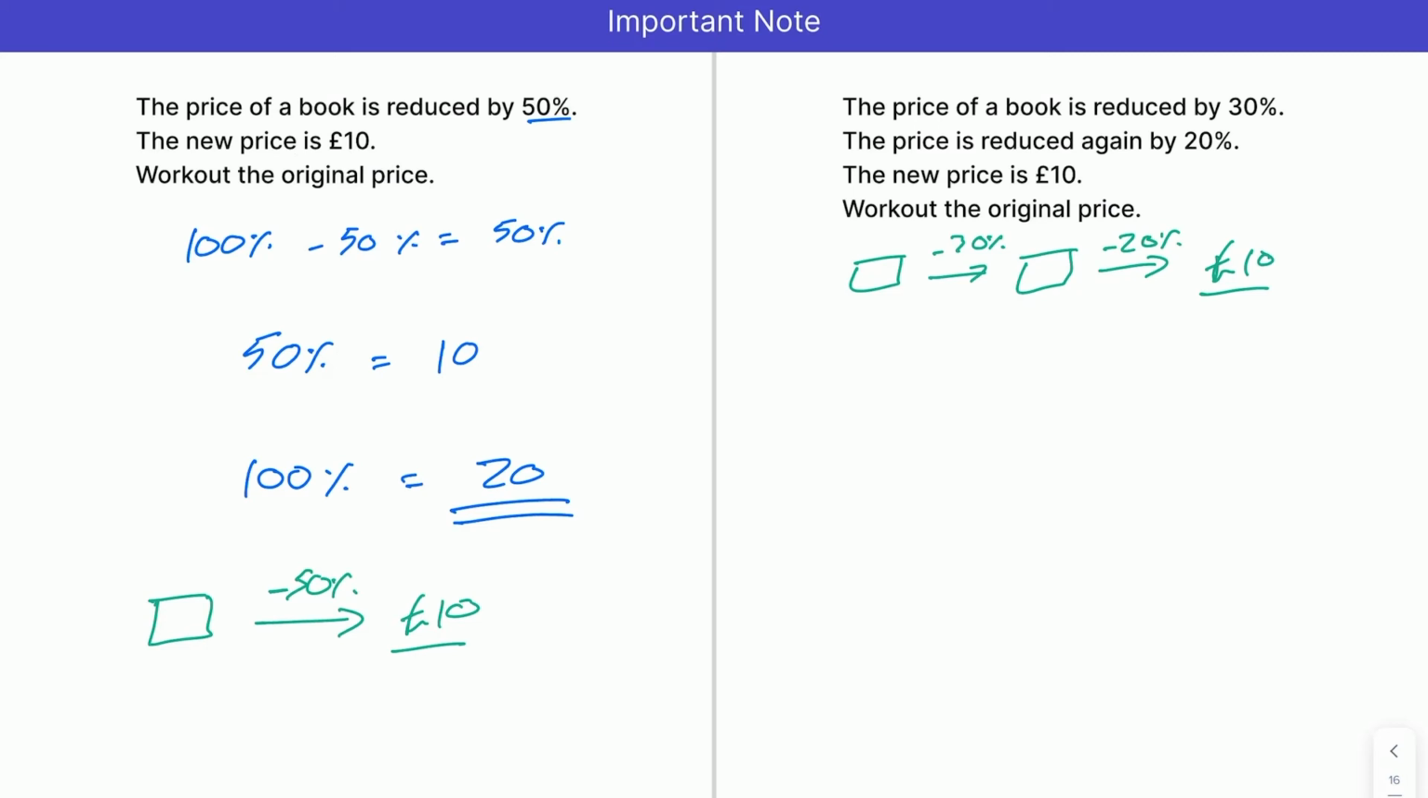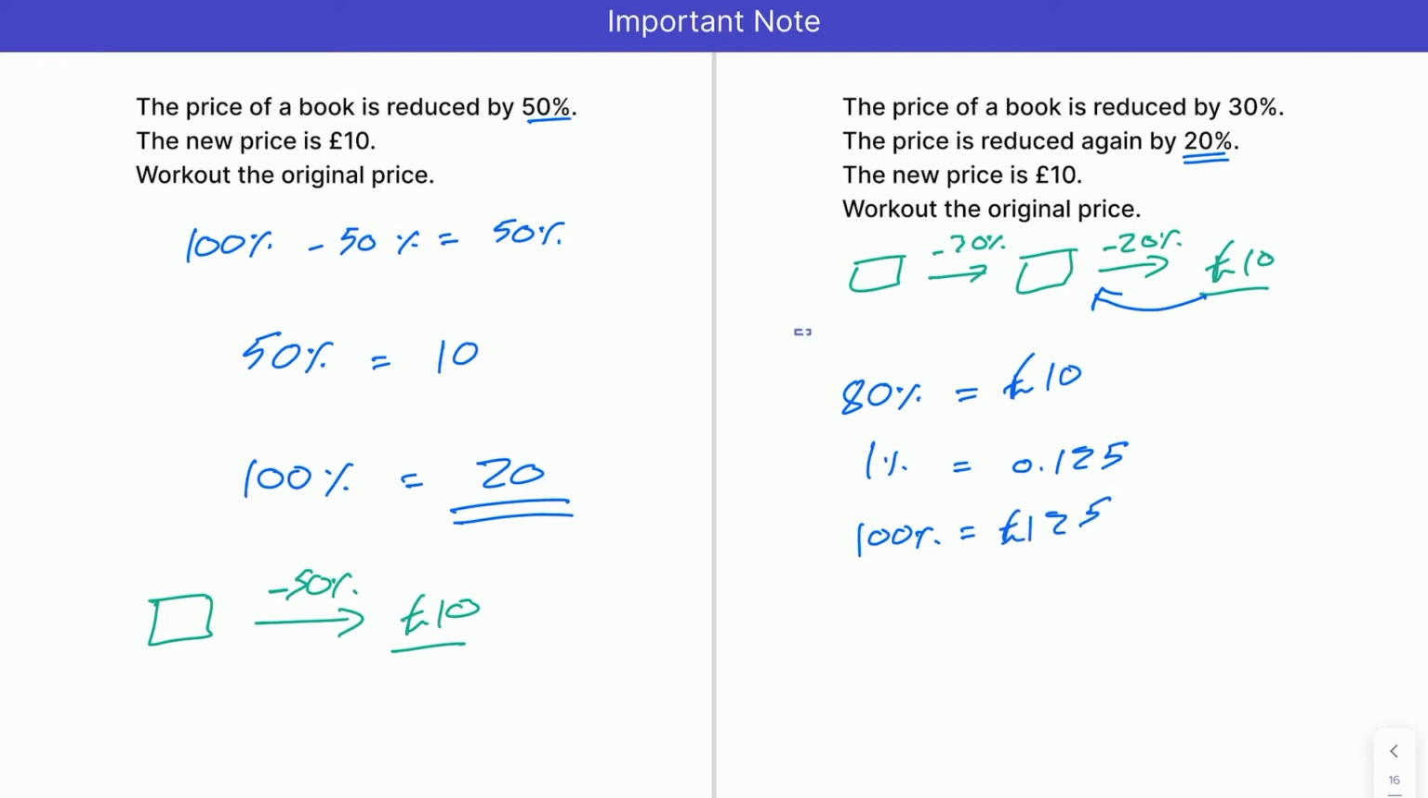So to answer the question on the right with multiple reductions, we first look at going backwards. We know the price was reduced by 20%. So if we go back one step, we know that 80% is what represents £10, because the price has been reduced by 20%. So we don't have the full 100. So if I find 1% of this and then 100%, so 10 divided by 80 becomes 0.125. And then if I times that by 100, that becomes £125.